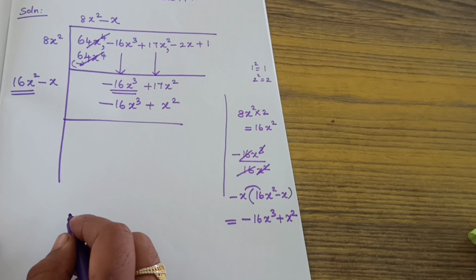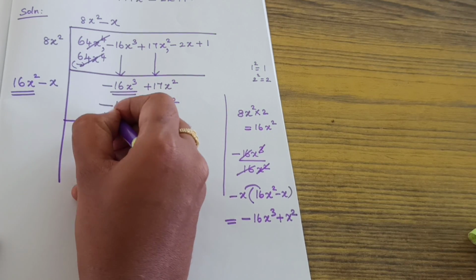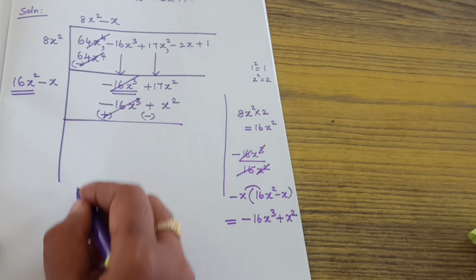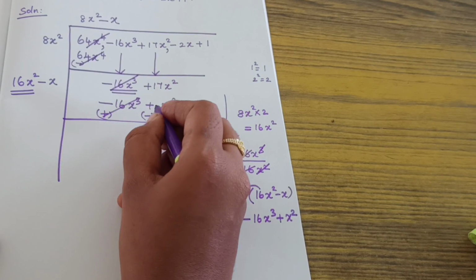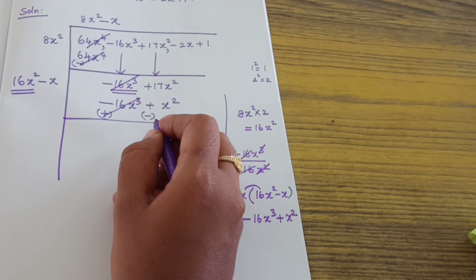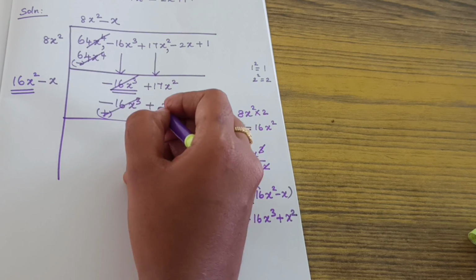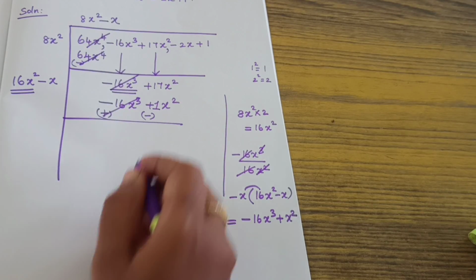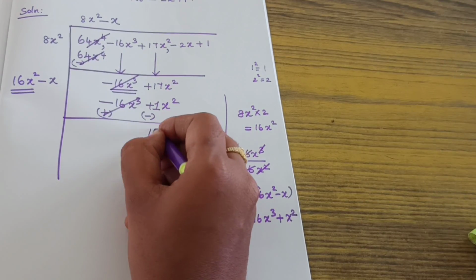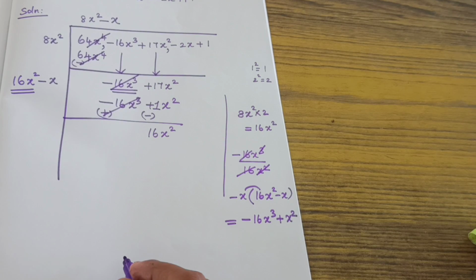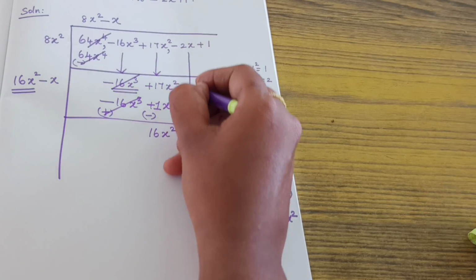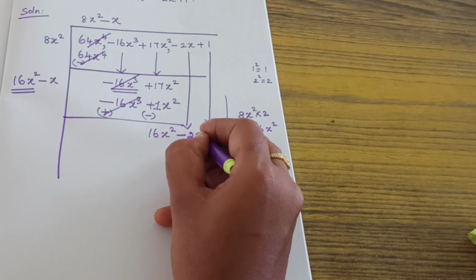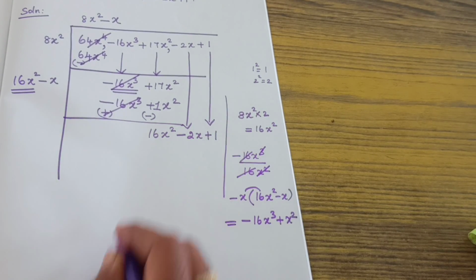Then, what is the next step? Change of sign. Plus, minus. Very good. So, this plus 16 and minus 16 get cancelled. Here, no number. So, what is the meaning? Is it 0 or 1? 1. Automatically understood. Well, there is no term, we can write it as 1. So, 17 minus 1, 16x square. What is the next step? We need to take how many terms down? 2 terms. So, minus 2x plus 1.